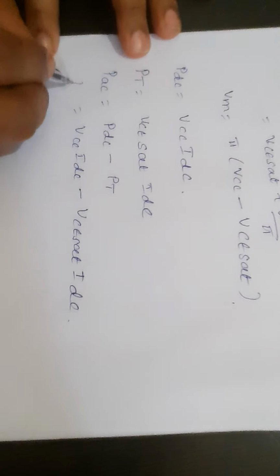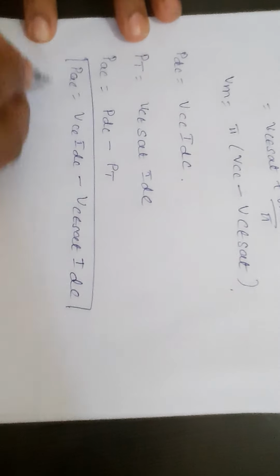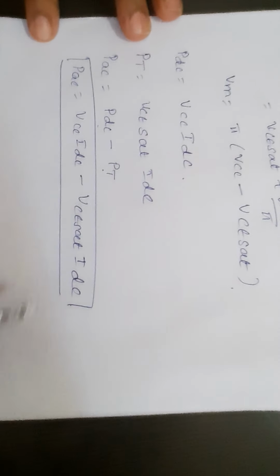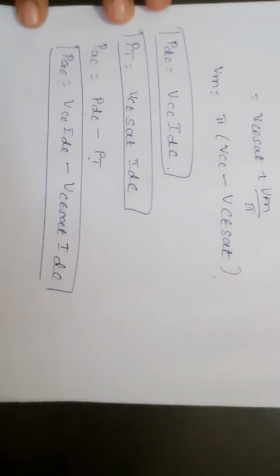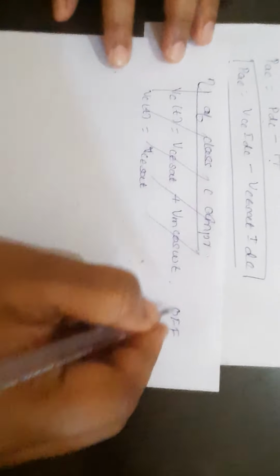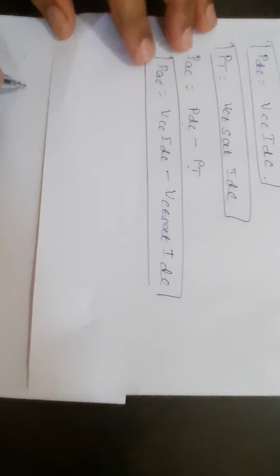This is the AC power, which is PDC minus PT. This is the DC power, and this is the power dissipated. Now if I want to calculate the efficiency, efficiency eta is given by PAC by PDC.